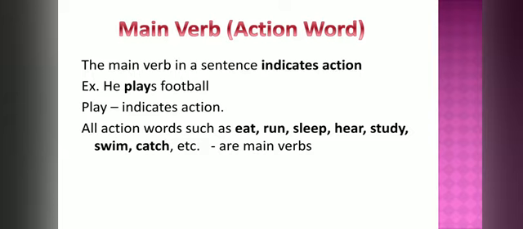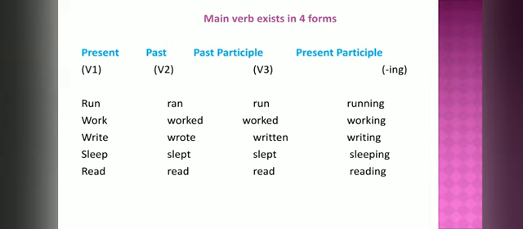All action words such as eat, run, sleep, hear, study, swim, catch, etc. are main verbs because these words indicate action. The main verb exists in four different forms. They are present form, past form, past participle form, and present participle form. The present form is known as V1 form, past form is known as V2 form, past participle form is known as V3 form, and present participle form is the ing form of your verb.